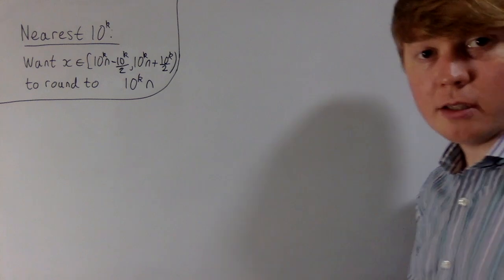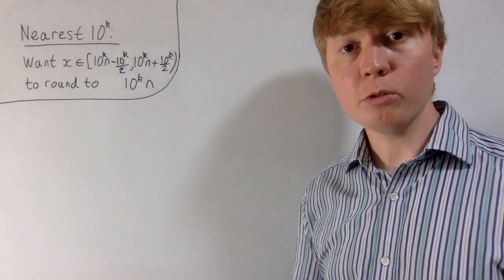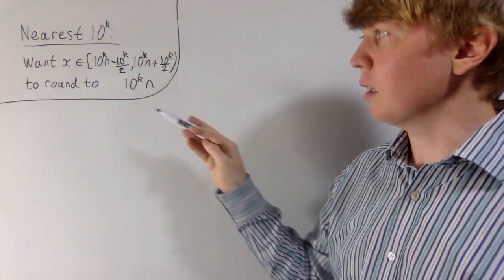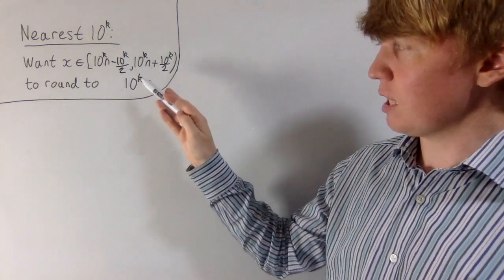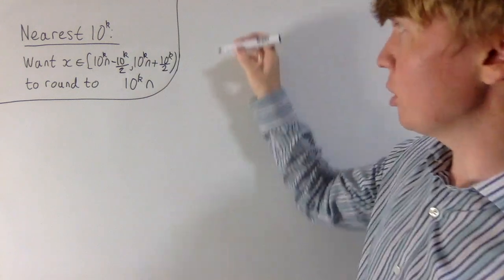We can actually generalise this argument quite a lot further as well. If you want to round to the nearest 10 to the power of k, your output is going to be 10 to the k times some number n, and we need an interval which is centred on 10 to the kn. Then we can proceed just as before.